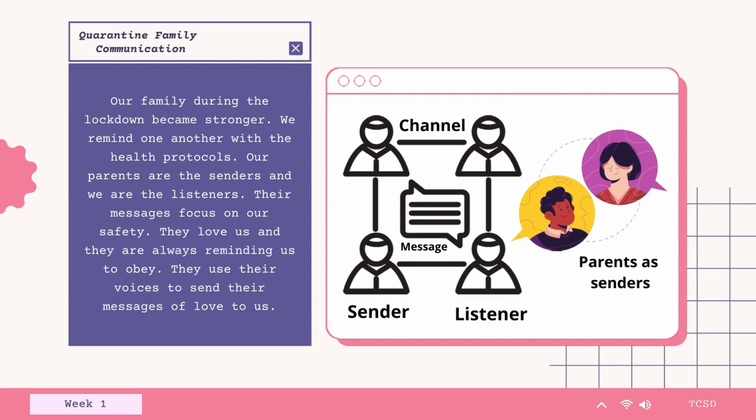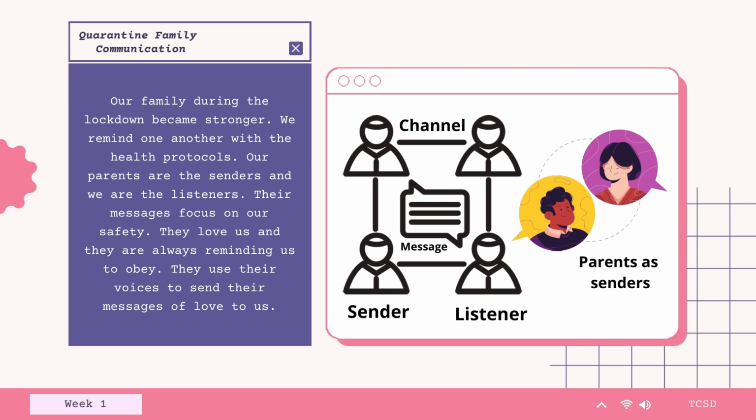Now here is a sample diagram that you may use as your guide. This is a family communication during the quarantine. As you can see in the sample, there are elements of communication and also the explanation of the elements. Our family during the lockdown became stronger. We remind one another with the health protocols.